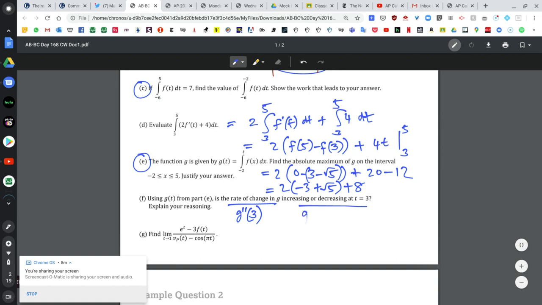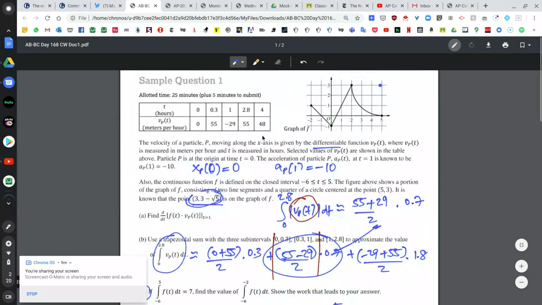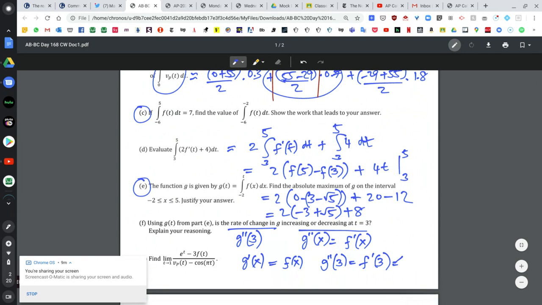So should we first find G double dash of x? First, find G dash of x, show the work. G dash of x is nothing but f of x. And therefore, G double dash of x is f dash of x. And finally, therefore, we need G double dash of 3. Isn't that basically f dash of 3? Can we just read the graph? And f dash at 3 is negative, correct? Less than 0 from the graph.